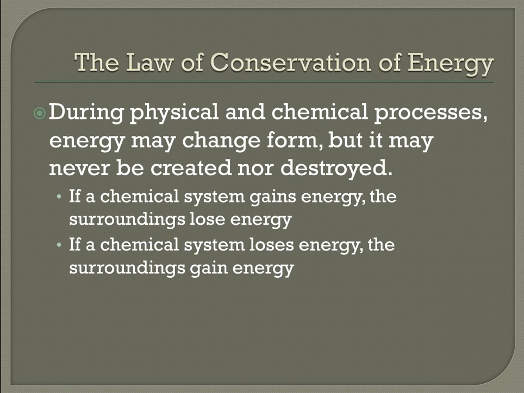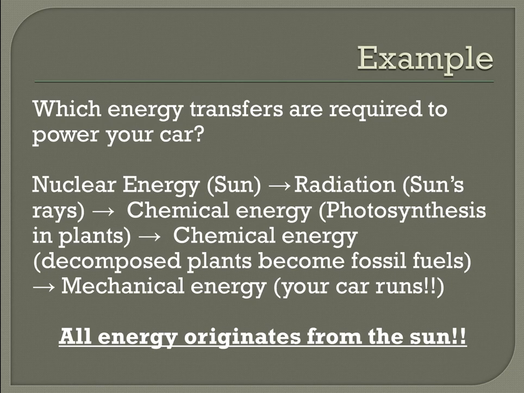For this reason, every form of energy on Earth has come from some other source. If you trace back far enough, all energy on Earth originated from the sun. In the case of your car, nuclear energy in the sun was transferred to radiant energy. This radiant energy became chemical energy through the process of photosynthesis. And then eventually this chemical energy became mechanical energy when running your car.